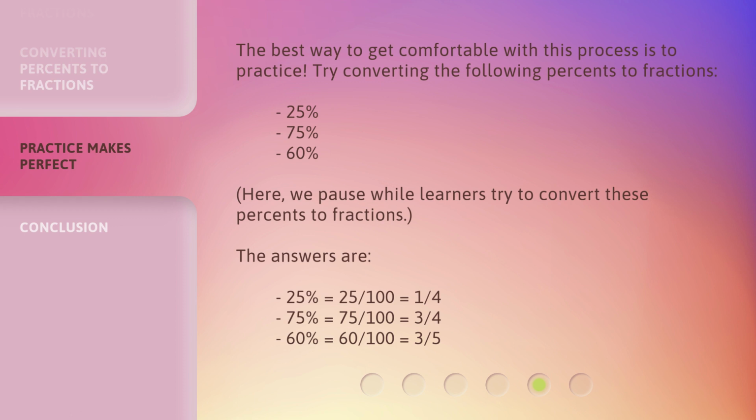The answers are: 25% equals 25/100ths equals 1/4. 75% equals 75/100ths equals 3/4. 60% equals 60/100ths equals 3/5.